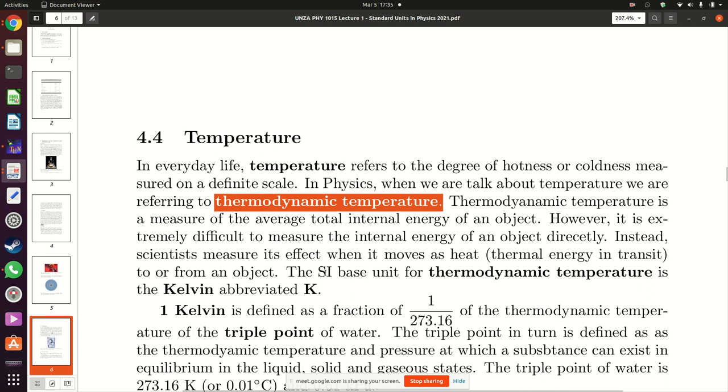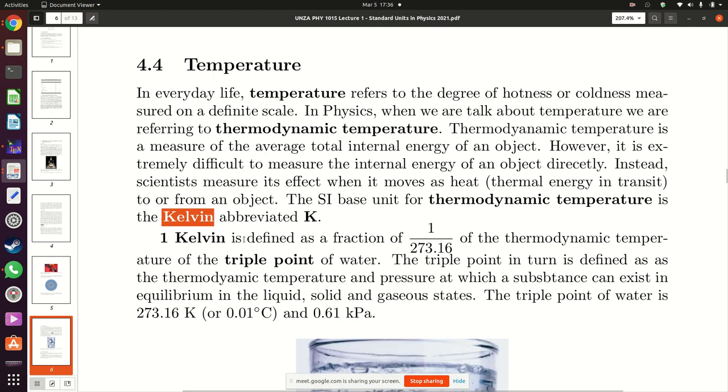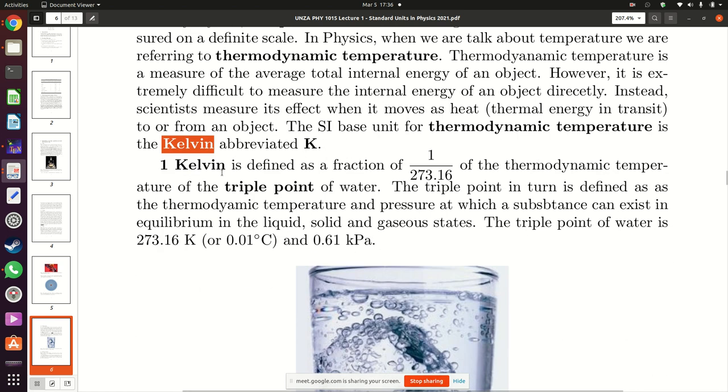Thermodynamic temperature is measured in kelvins. Your normal temperature, the one you say, oh, it's hot, it's cold, is what is referred to as Celsius temperature, measured in degrees centigrade. That is not a base quantity. When you talk about temperature in physics, we are talking about thermodynamic temperature. And how do we define one Kelvin?